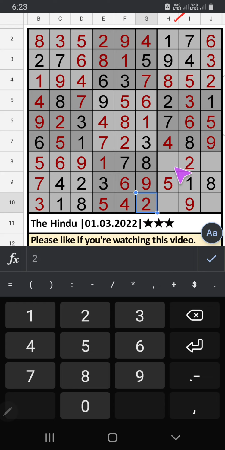Column H, 2 numbers are remaining, 3 and 6. 10th row, we have 3, so 3 can't come in this cell, 3 is confirmed here, then 6 is here. Column J, 2 numbers are remaining, 4 and 7. 8th row, we have 7, so 7 can't come in this cell, 7 is confirmed here, then 4 is here.